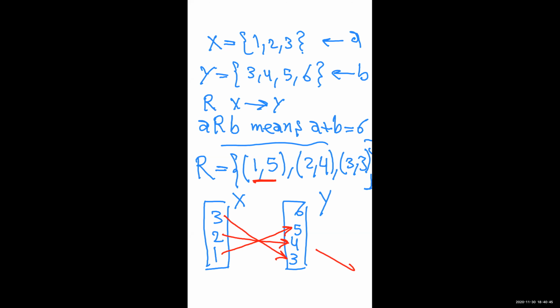Is it clear? Yes, clear. Okay, very good. Then let's solve one more example. If X equals the set of -2, -1, 0, 1 and 2, and R is a relation on X.